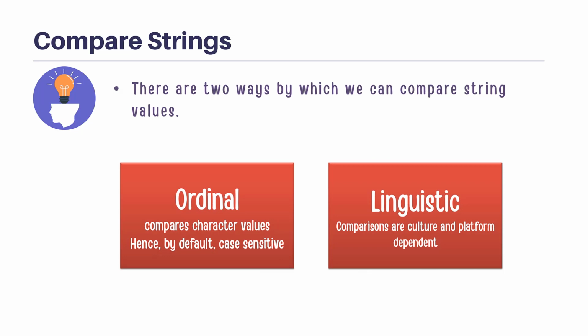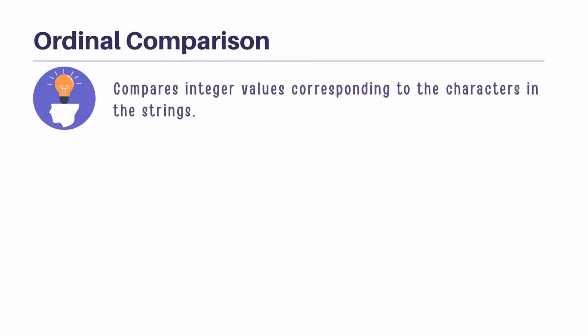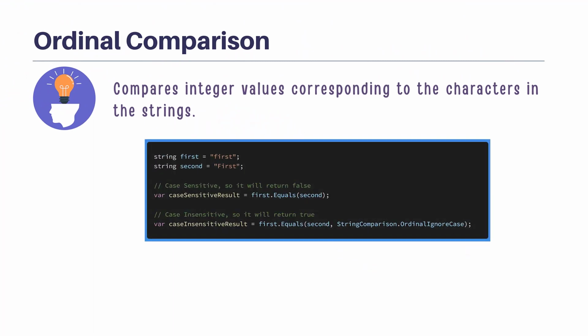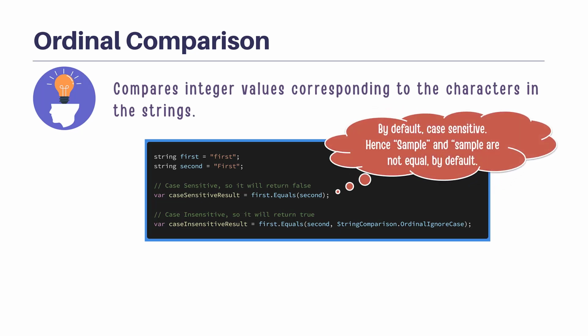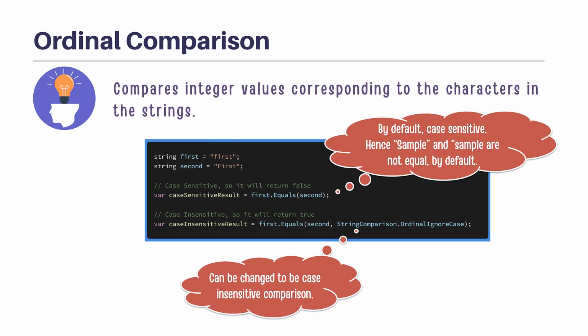Let's try to understand what ordinal comparison is. If we choose this method, then the code will check two strings character by character while comparing their respective integer values. Hence, this type of comparison is case sensitive by default. So if the words are the same but the casing of letters is different, then the default ordinal comparison will return false. We can of course change this behavior and ask our code to use case insensitive comparison. If we enable case insensitive comparison, then the two strings will be equal as long as they contain the same characters regardless of the casing of letters.